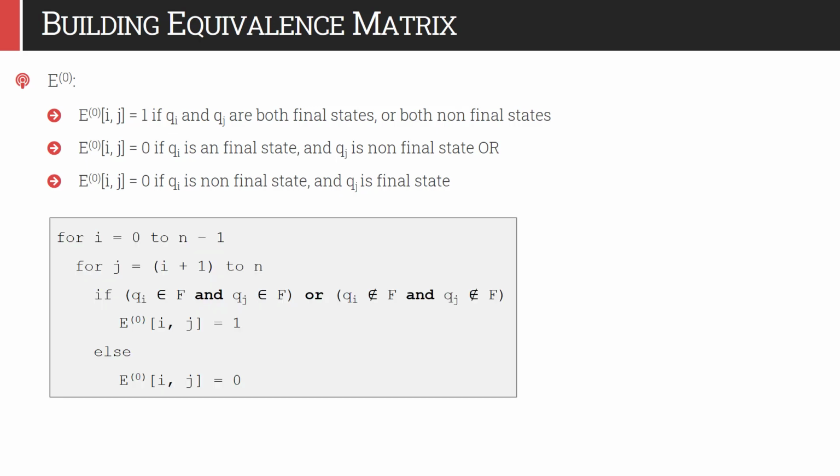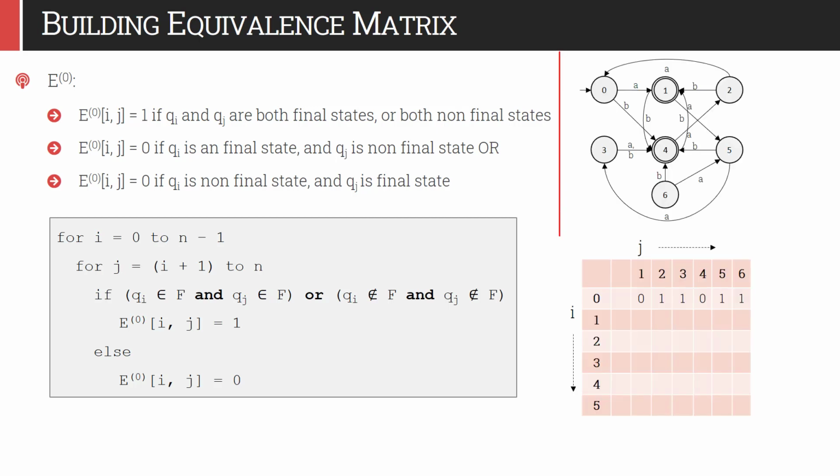And this is the algorithm to build the initial equivalence matrix: for i equal to 0 to n minus 1 and for j equal to i plus 1 to n, we check if qi and qj both are in the set of final states, that is capital F, or both are non-final states. In that case, we set that particular ith and jth cell in E of 0 as 1, otherwise we set it to 0. Consider this is the DFA that we wish to minimize, for which we want to construct the initial equivalence matrix E of 0.